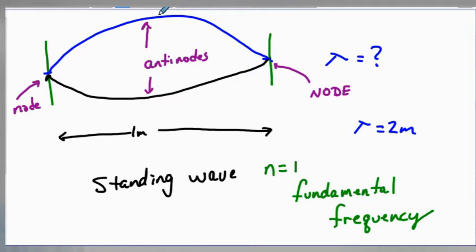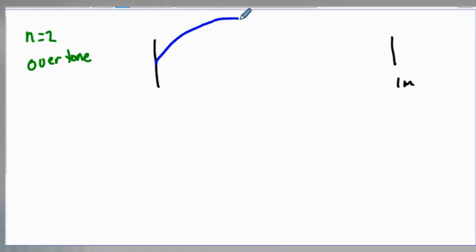Let's jump to a new screen here. So we can have n equal to 2. This is called an overtone. Once again, I've got my wall, and once again, 1 meter away. But this time, instead of having one standing wave, I'm going to have a big wave, exactly one wave here.